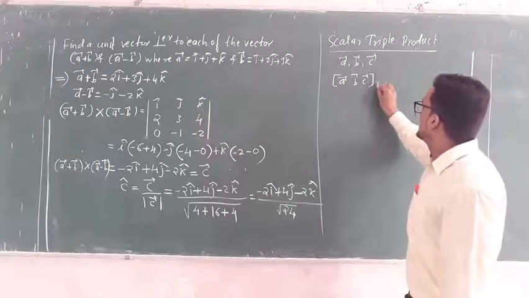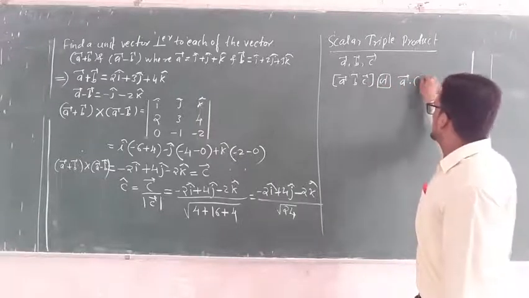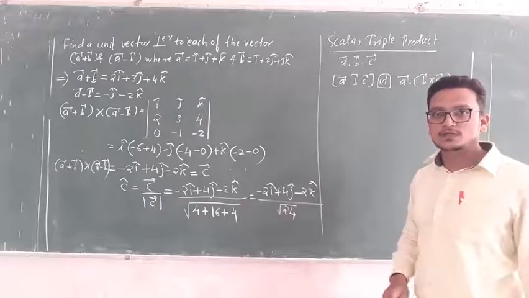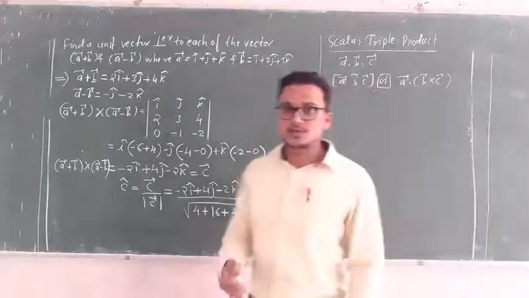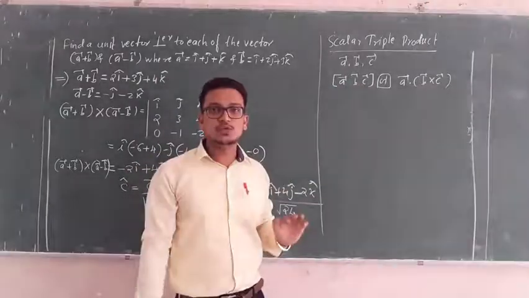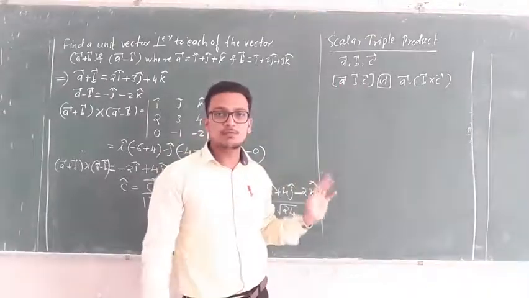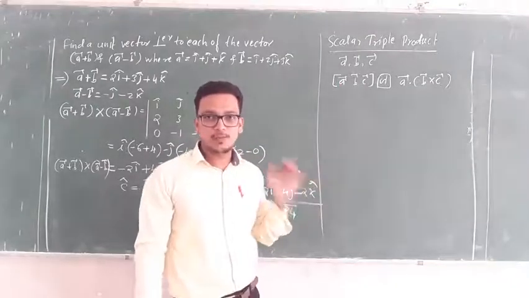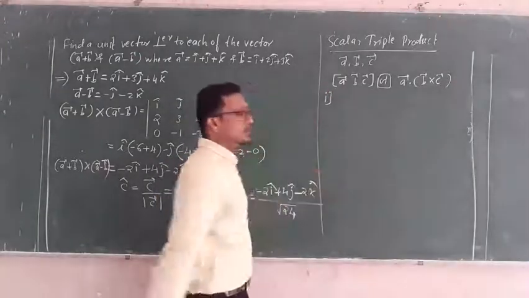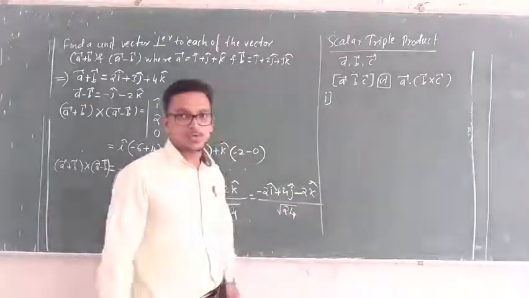Or this is also written as A dot B cross C. This is another notation for the scalar triple product. We use both notations while simplifying the examples, but both give the same meaning, that is, the scalar triple product. Now let us learn the properties, or the observations, of the scalar triple product.